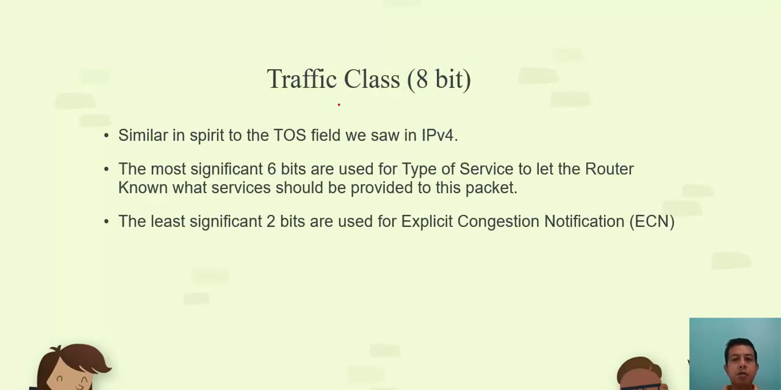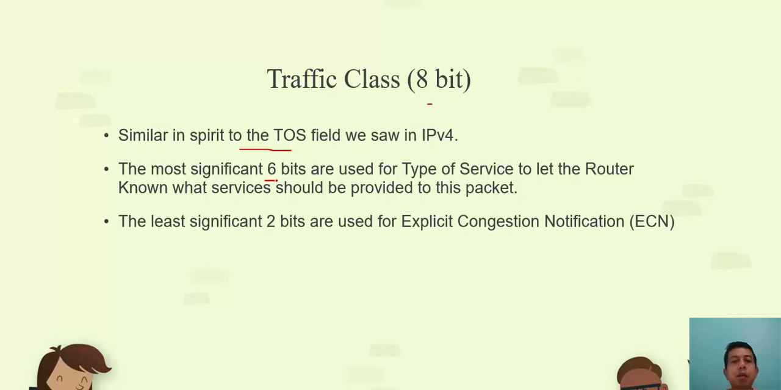The next field, traffic class, which is 8 bits, is almost similar to the TOS field, the type of service field in IPv4. Of these 8 bits, 6 bits are provided for priority handling. These bits are used to indicate that this particular datagram requires a particular type of service. It requires some priority handling, or some other service. This sort of information is provided by the first 6 bits of traffic class.